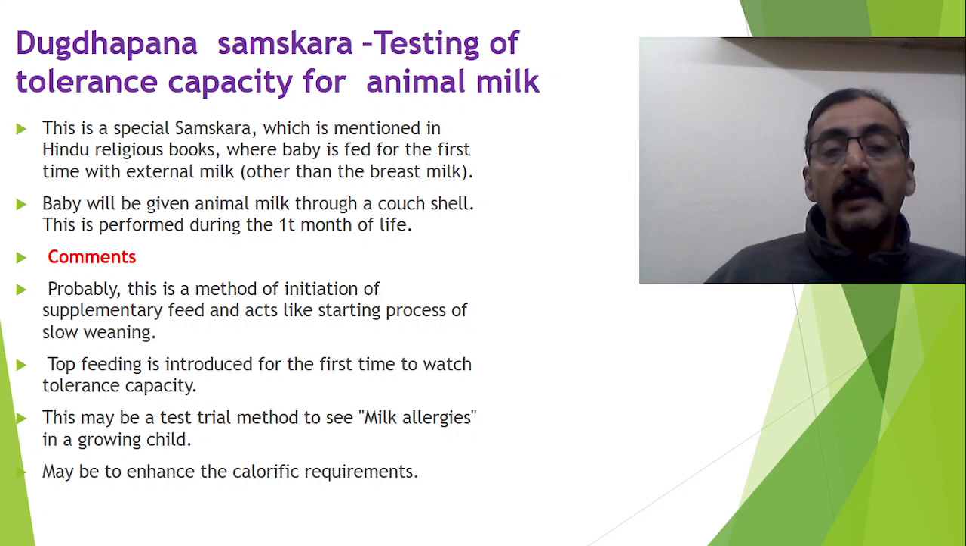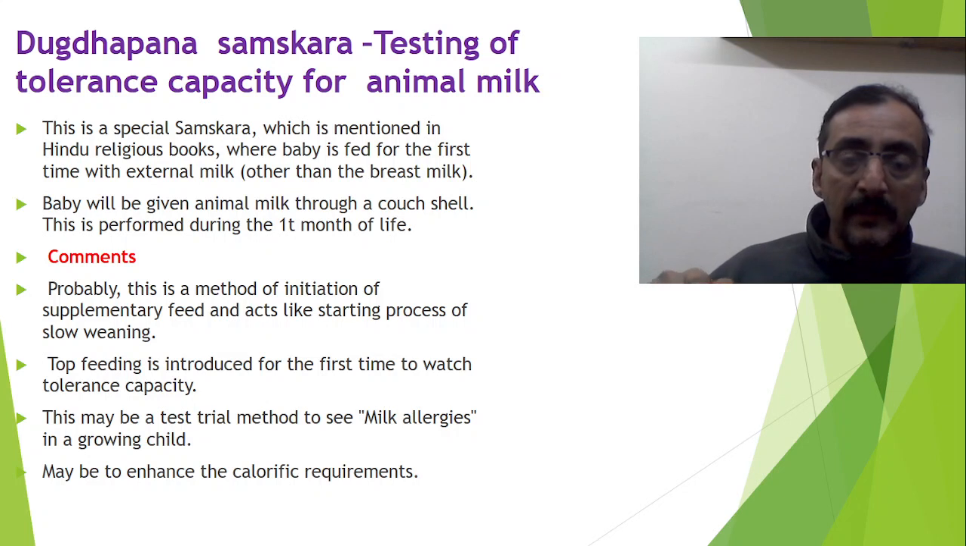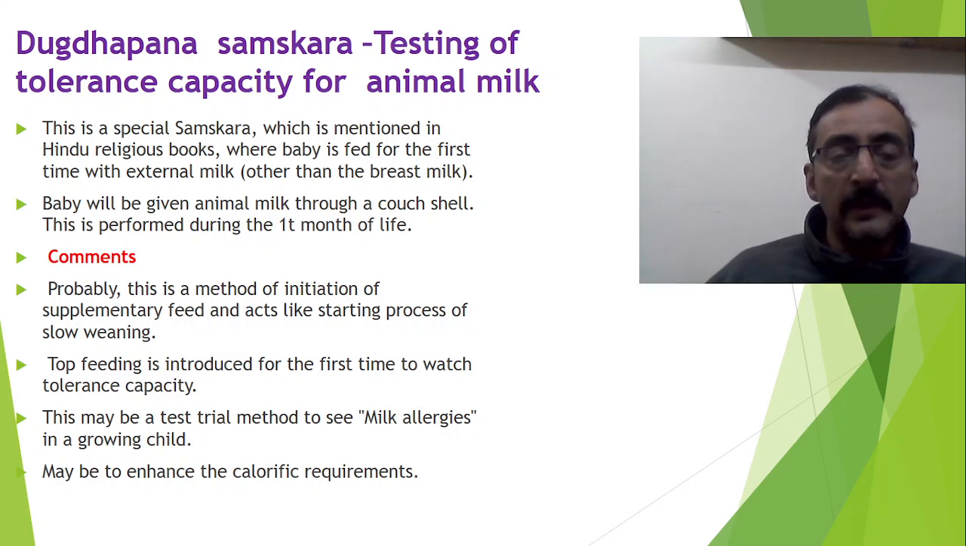Point number 2, top feeding is introduced for the first time slowly to watch the tolerance capacity of the baby. The third one is very important, I think. This is a trial to see milk allergies in a growing child. Because after 6 months, usually all the supplementary feeds are given in the milk medium. If the baby has a milk allergy, especially to cow's milk, it may be problematic. So this may be an early trial or testing method to look at milk allergies and act accordingly. Sometimes it may also be required for enhanced caloric requirements.